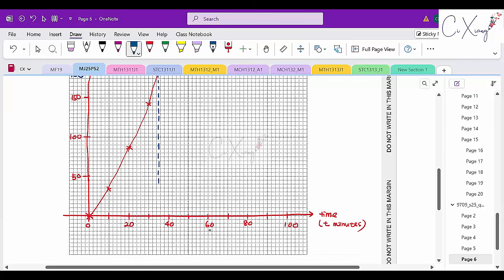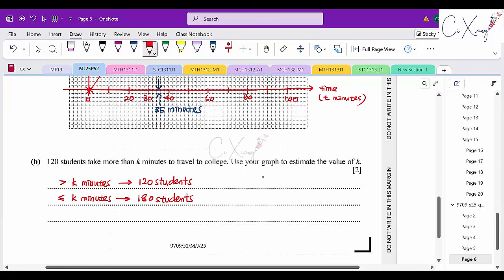Okay, so if I try to draw the line going down, and this is the value that I get. I know that the line here is a 30, right? So it is between 30 to 40. It is in the center. So by right, I should estimate that this value is 35 minutes. Okay, and of course our answer here, you just need to write out k is equals to 35 minutes according to the diagram that I draw.